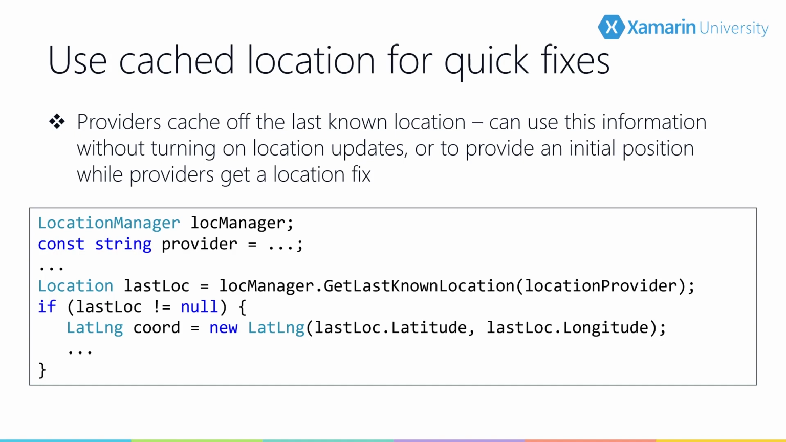This will return the cached location from the last successful read. This returns null if no location is available from the passed-in provider. So make sure to test it, as you can see here.